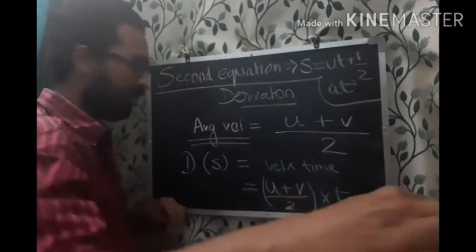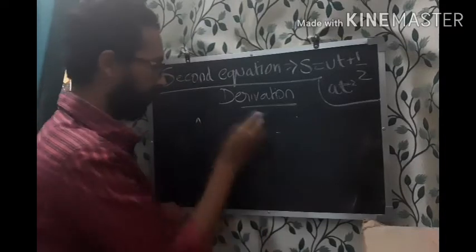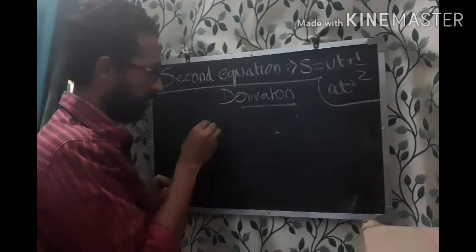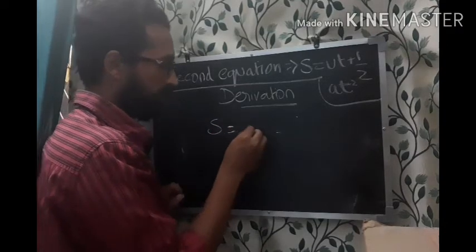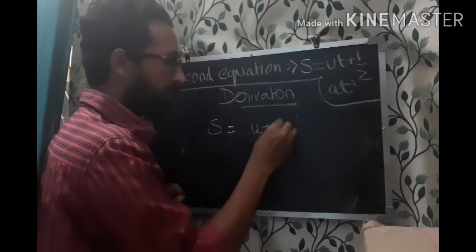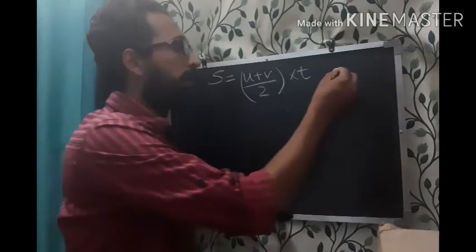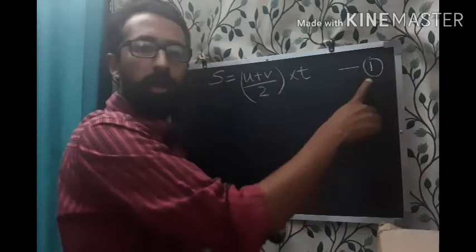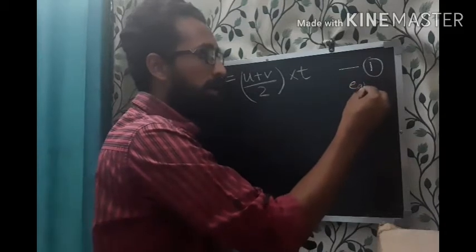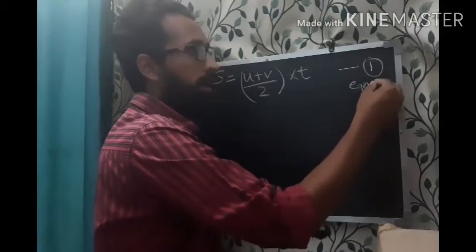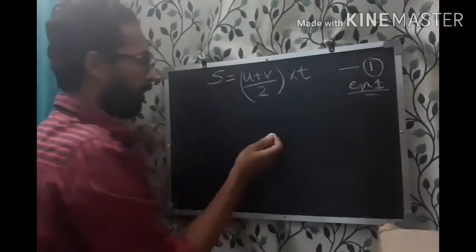So the distance results to be this s will be equal to u plus v upon 2 into t. We will be marking this equation as equation number 1. You can write it as 1 or equation 1. In any way you can write it. Okay. So after marking this as equation number 1, we'll write a sentence.